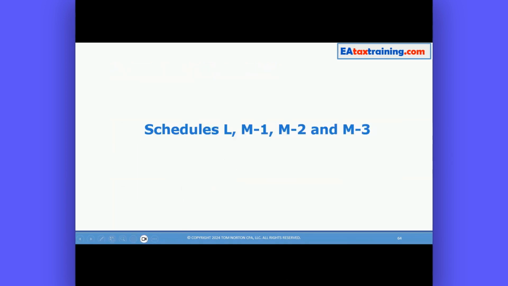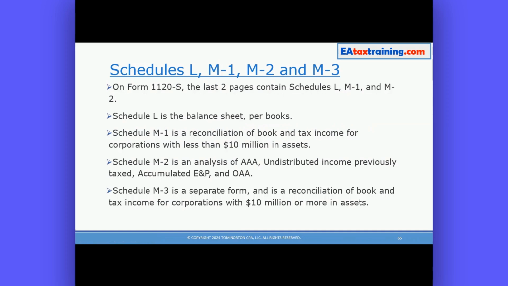Schedules L, M1, M2, and M3. Again, this is going to be very similar to what we saw before. On the 1120S, the last two pages are Schedule L, M1, and M2. Schedule L, as always, is the balance sheet per books. M1, as always, is the reconciliation of book and tax income for corporations with less than $10 million in assets. If the corporation has more than $10 million in assets, then they will jump over to Schedule M3.